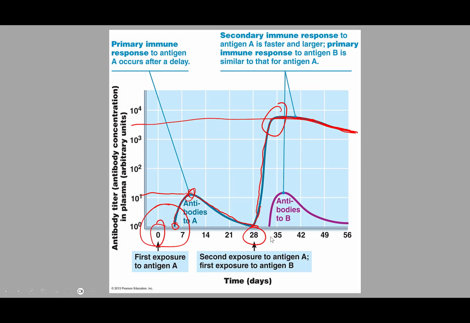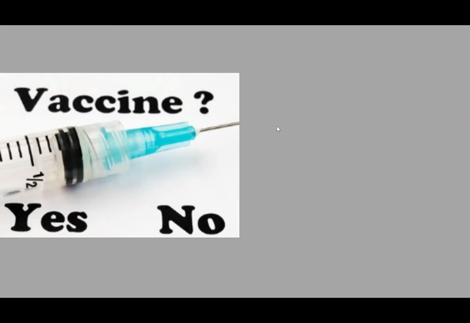H5N3 shows up. Well, in that case, it's just like your first exposure to any pathogen. You have that delay, you feel miserable. So you got your flu shot and it just didn't work. But if you got your flu shot and then that strain of flu shows up, now we get this and you don't even realize that you were exposed to the flu. So that's how vaccines work.